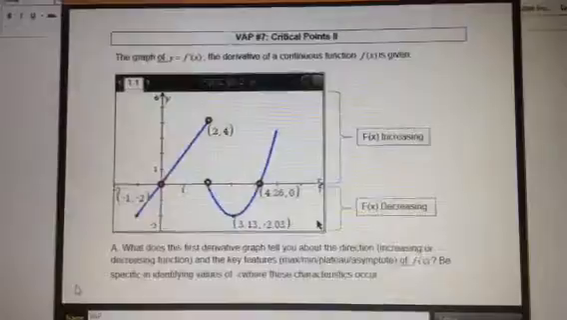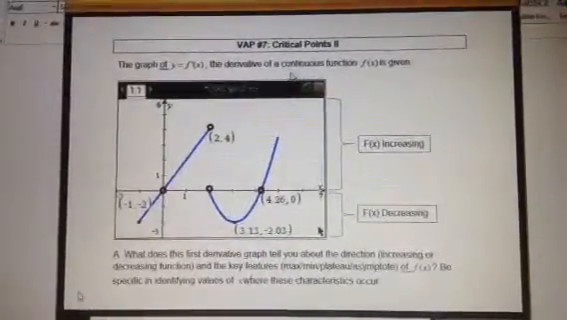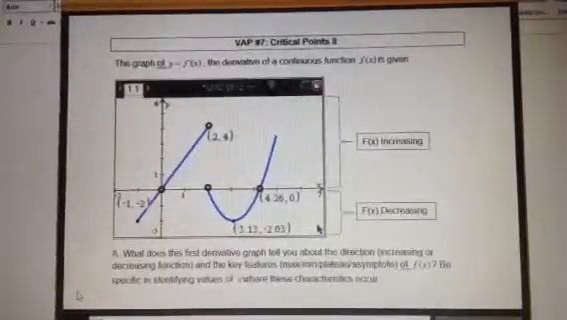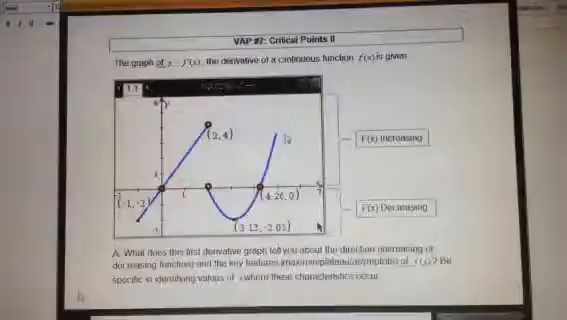We also know that the graph won't have an asymptote because it is given to us that the derivative is a continuous function, or the original function is continuous.